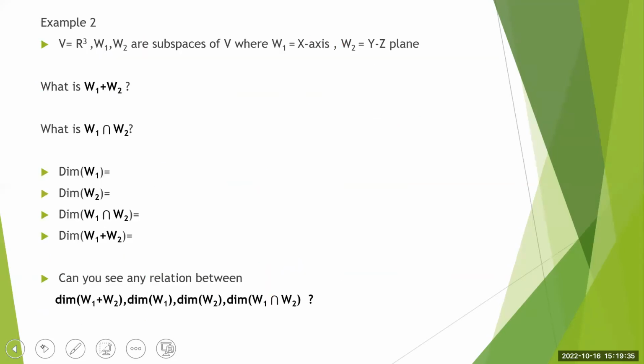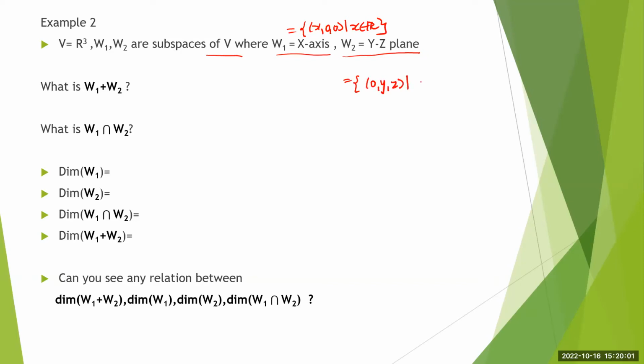Okay, next example. Suppose V is R3, W1 and W2 are subspaces of vector space V, where W1 is the x-axis and W2 is the yz plane. Since W1 is the x-axis, all elements of W1 will be x, where x belongs to R, and W2 is the yz plane, so elements of W2 will be 0, y, z, such that y, z belong to R. Again, the same question. What is W1 plus W2?